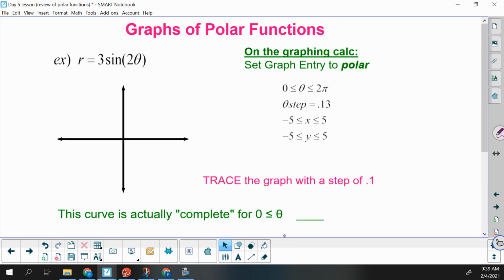So this curve is actually complete for theta greater than or equal to 0 and less than 2 pi. We didn't want to say the equal to because then you're actually on the graph again. So just to show how this looks, we had our loop here, then our loop there, then our loop there, and our loop there. And those loops are all congruent. My picture is just not quite perfect.